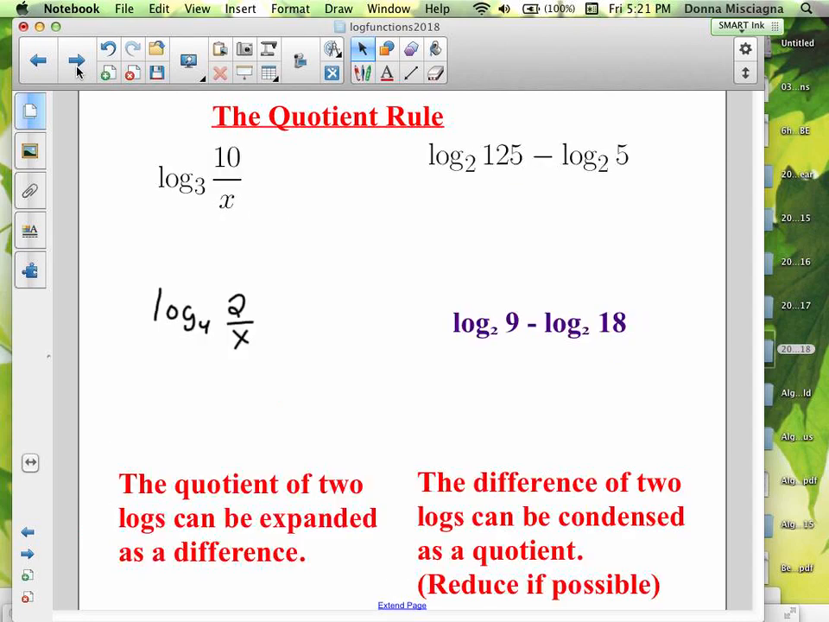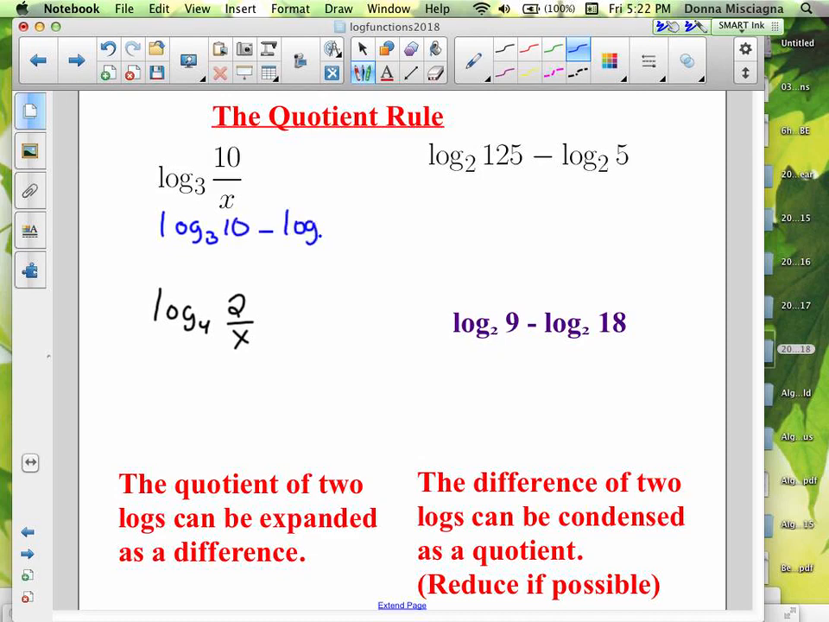So if I have the quotient of a single log, it can be rewritten as the difference of two logs. And we can condense and we can expand. And these are in your notes, so you'll do them along with me. All right, so log base 3 of 10 divided by x is the same as log base 3 of 10 minus log base 3 of x. Because sometimes it's easier to work with the individual logs in the numerator and denominator separately as opposed to together. And you'll see that a little bit more when we go to solve equations where we have logs.